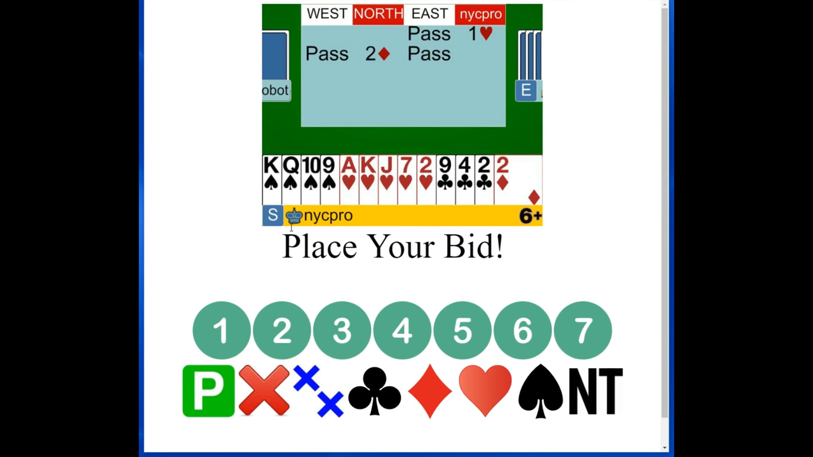All right, let's take a look at the next one. So we open a heart and partner bids two diamonds, and we have the exact same hand we had last time. And Peter, this is going to be going towards what we were talking about earlier. So we open a heart, partner bids two diamonds, and it's our call with this hand, the same hand we saw last time.